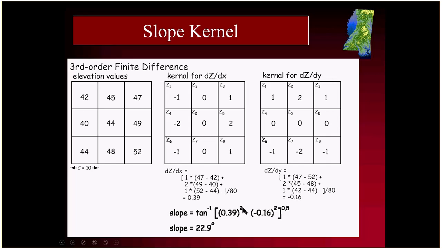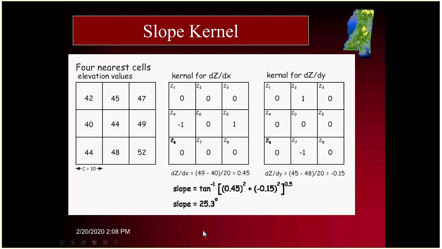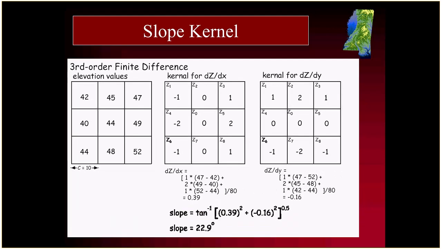Okay. So we get 0.39 and 0.16 here, and we get 22.9. So we do get different values based on the method. 25.3 versus 22.9. But this is the method that's most often implemented. What's the true slope? Who knows? Unless you go out there and actually measure it, that's the only way to know it.